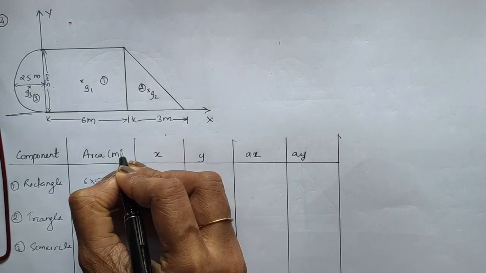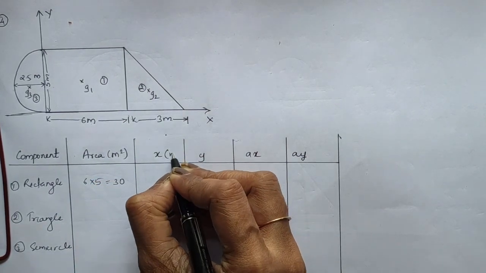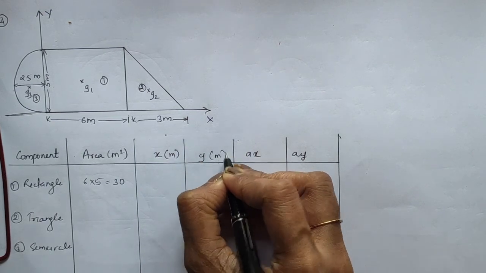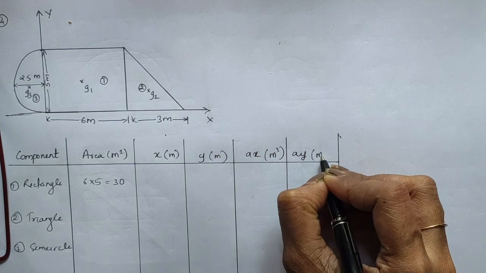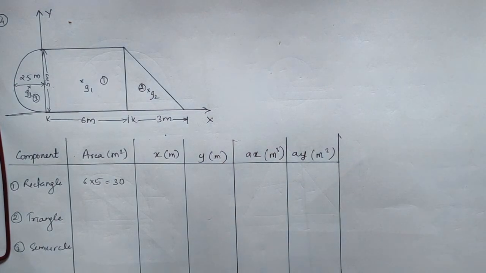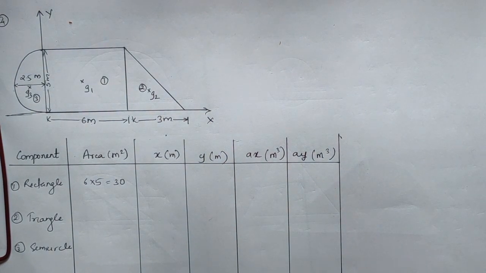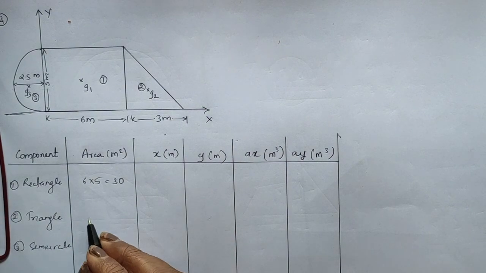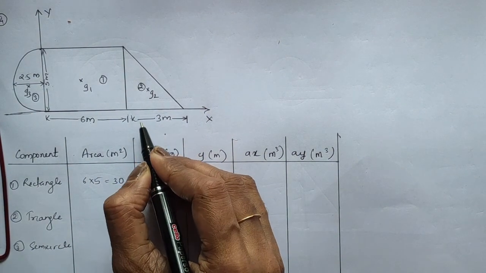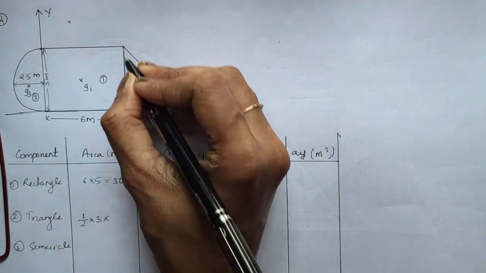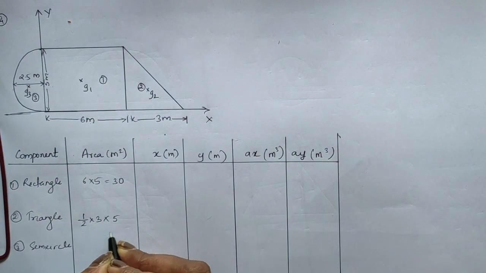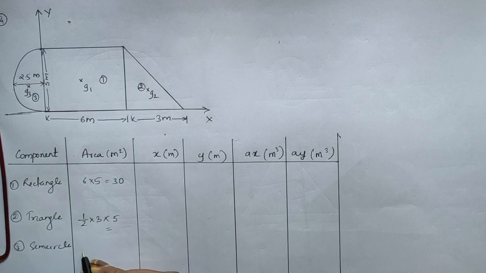You can write the unit in bracket everywhere. This is meter square, this is in meter, this is again in meter, this is in meter cube, and this is in meter cube. Next we have the triangle. The area of a triangle is half into base into height. So the base is 3, so half into 3 into the height, which is again 5.